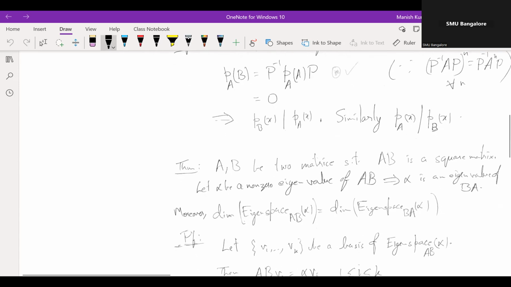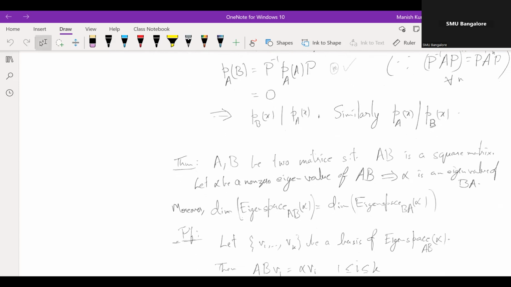So it looks like a tricky kind of statement. And moreover, the dimensions of the eigenspaces are also the same. Okay. So it may happen that AB is some 2 by 2 matrix and BA is some 50 by 50 matrix, yeah. If you start with a 2 by 50 and a 50 by 2 matrix, then it may happen that way. But what it's saying is that for non-zero eigenvalues, the dimensions of the eigenspaces are the same. Yeah, so the only change which can happen is for the zero eigenvalue.